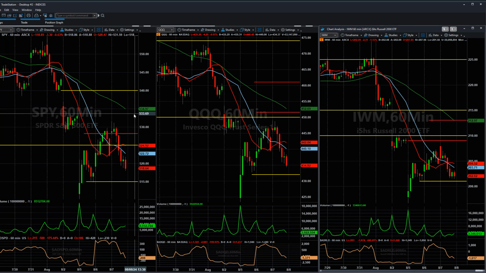So I did some calculations. Now, it doesn't happen all the time, but sometimes a leg 2 will equal 50% of leg 1. So I did the calculations. So on the spiders, if this is a leg 2, 50% comes in right around the 521 area. So it's going to be right around this area. So you can see it came pretty close to it. We had a little bit of a sell-off going into the close.